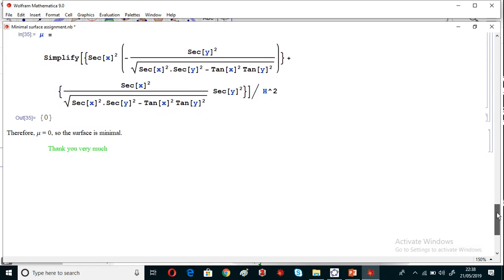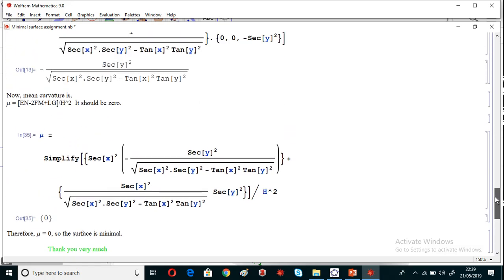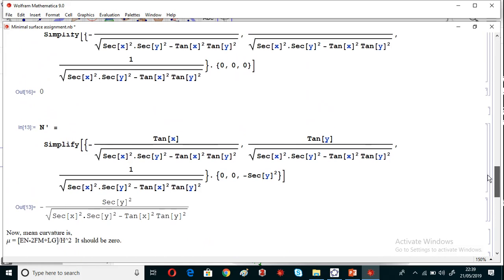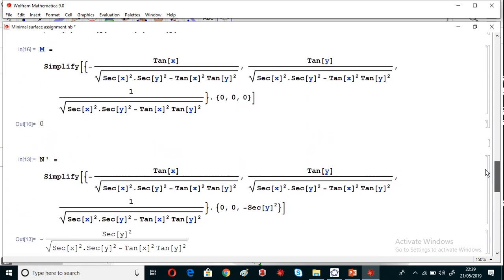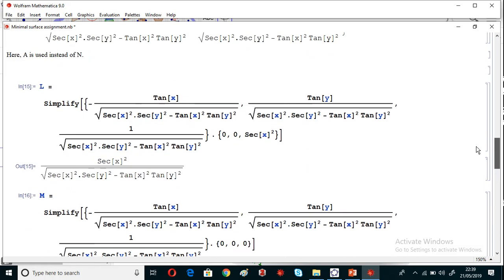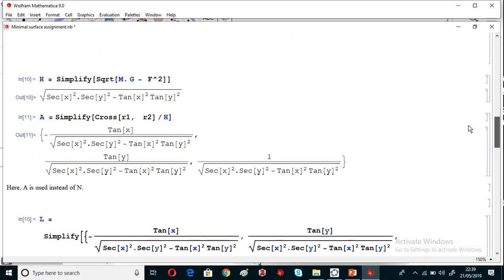Anyway, if you want to know the plot, I have shown it here slowly. You can pause it and study it and you can try, dear friends.